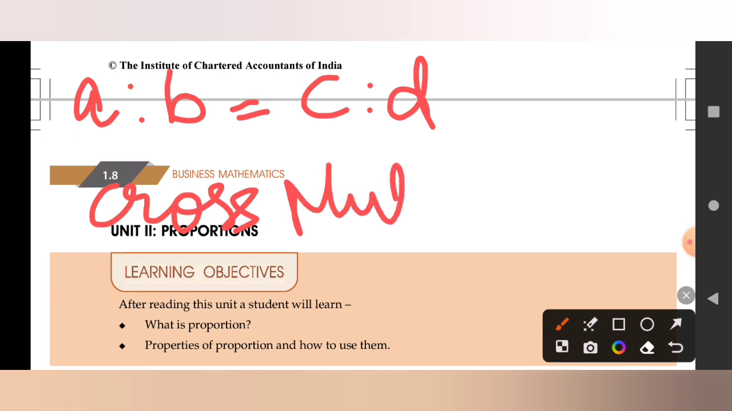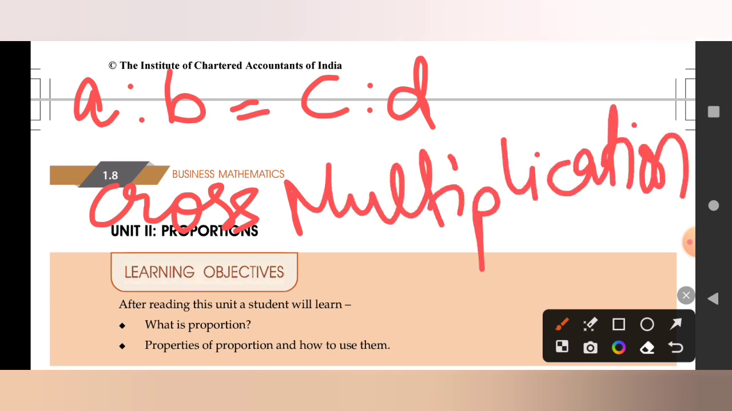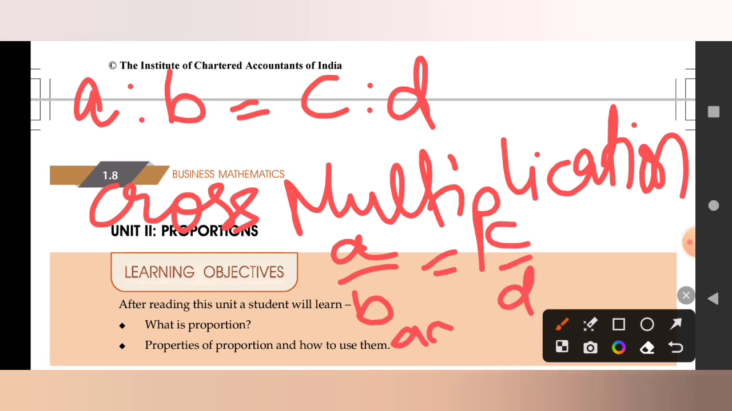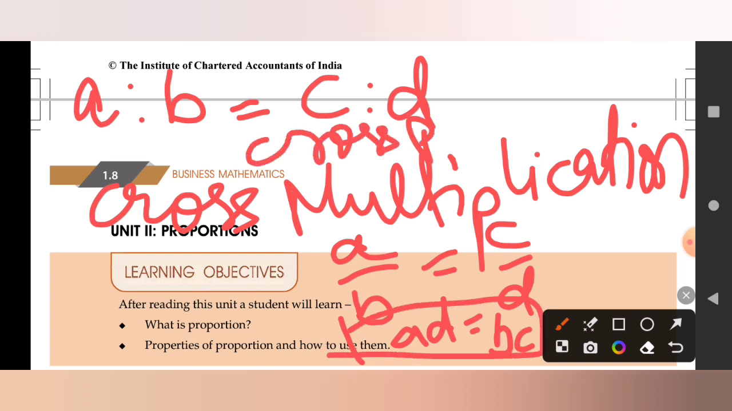So the first property that you're going to study is cross multiplication. So what is cross multiplication? A by B is equal to C by D. By cross multiplication you get AD equals BC. Correct? This property is known as the cross product rule.